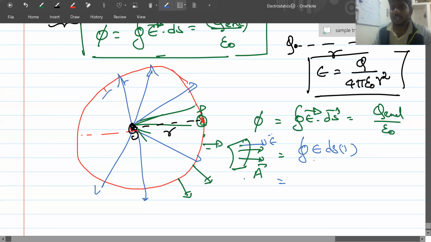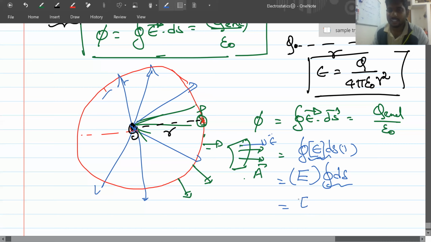Because the distance of this charge from all the points on the surface is equal, the electric field at each and every point on the surface is the same. Then if we take that E outside, integral ds is what? Summation of all the small area particles on the surface. Summation of all areas will give you the surface area of the sphere, so E into 4 pi r square is equal to Q enclosed. What is the enclosed charge in the surface? That is Q by epsilon naught.